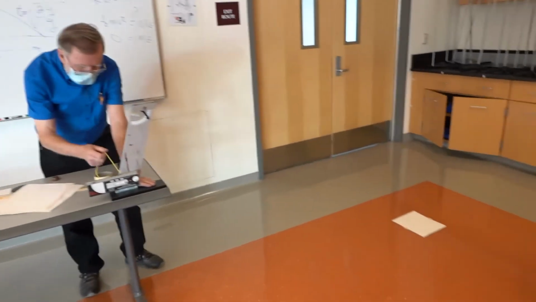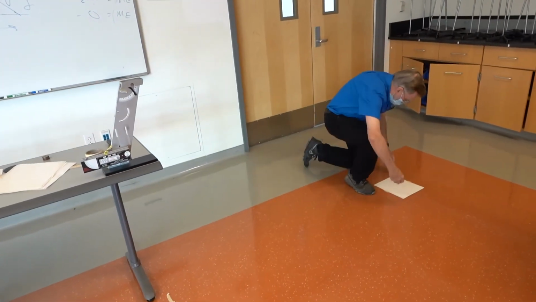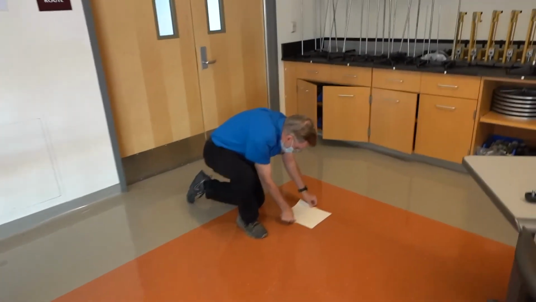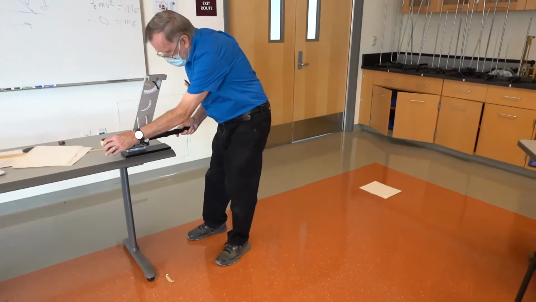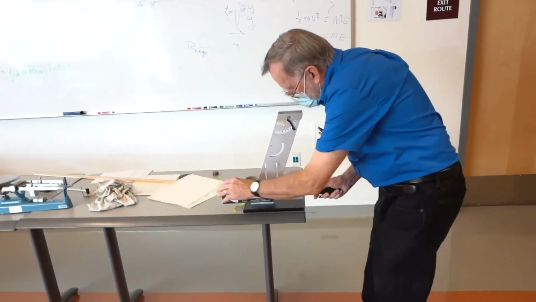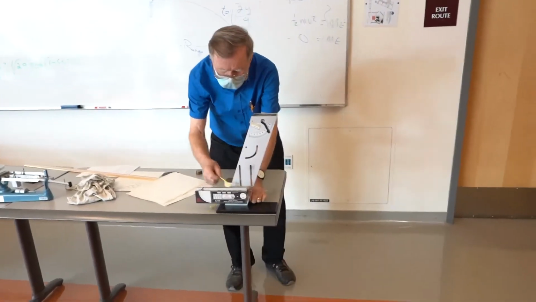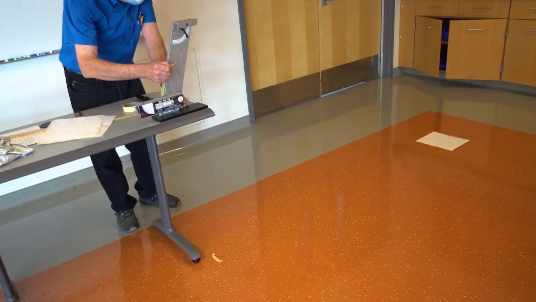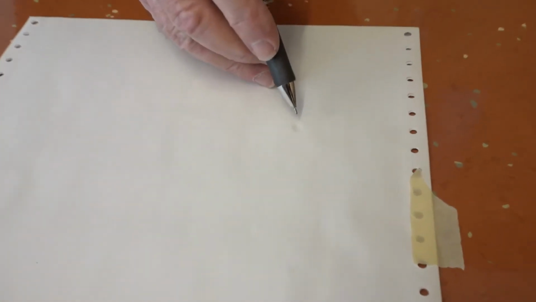Here we go. Okay, the paper was a little bit too close, so I'm going to reposition it right about here and try it again. Right, go. Good, okay. So, I don't know if you can see that in the camera, but there's a little indentation right here, which I'm going to circle with my pen.